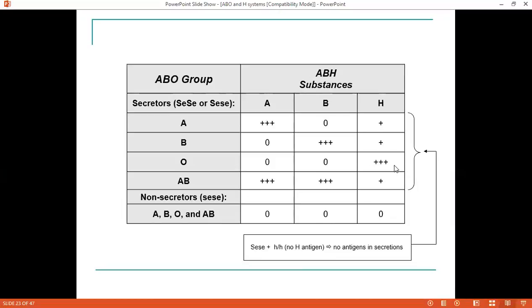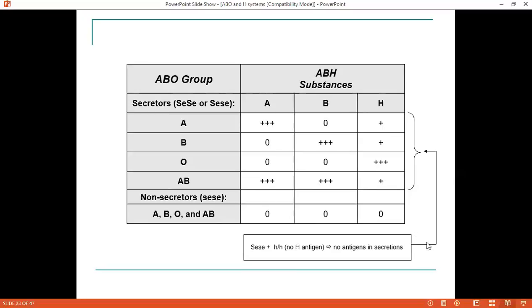And then for an O, we know that O patients do not have the A antigen or the B antigen on their red cells, but they still do have H. It's just that the enzyme coding for the O gene isn't going to be able to add on any of the other immunodominant sugars. So we would still find H in the secretions, and then with AB, we would find all 3. Down here, because these are non-secretors, we would not find any antigens in their substances.